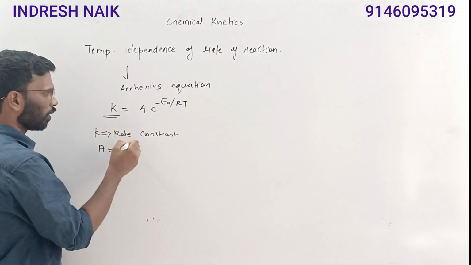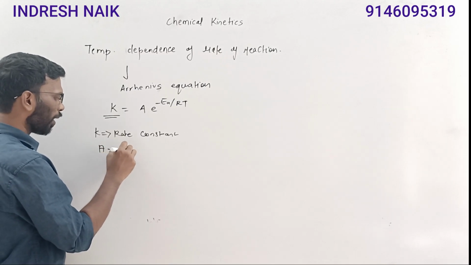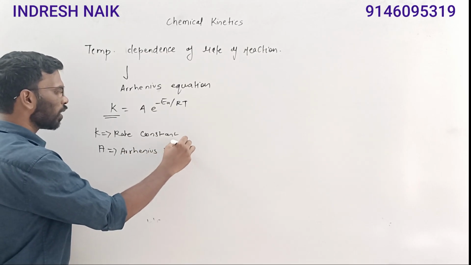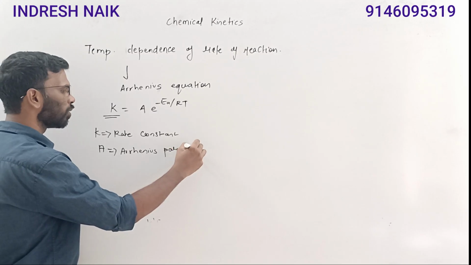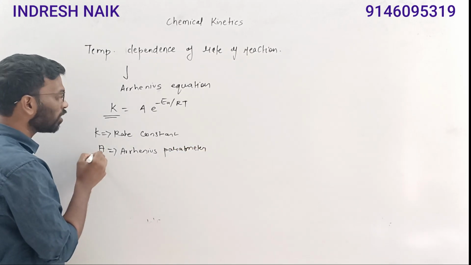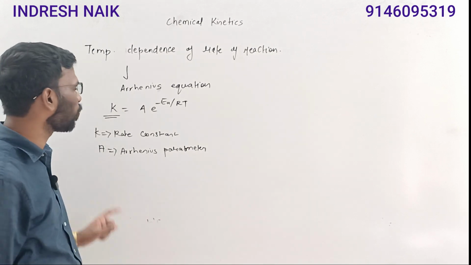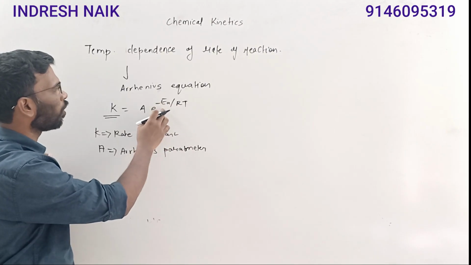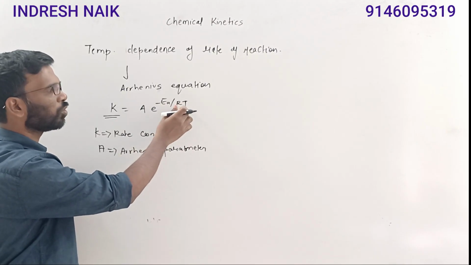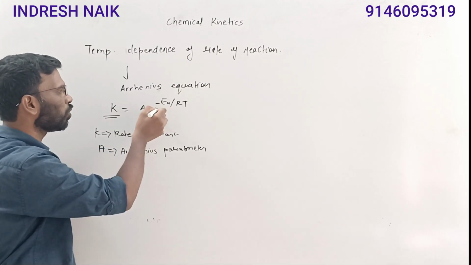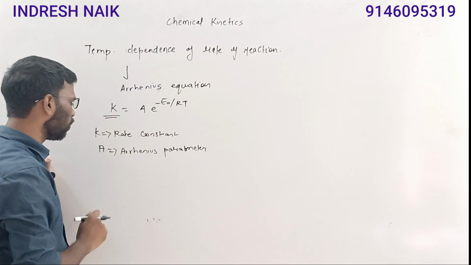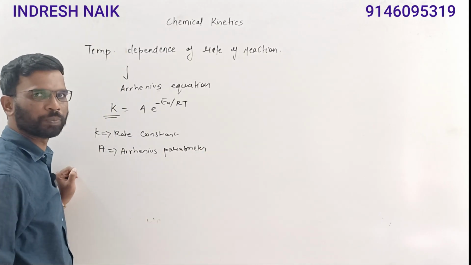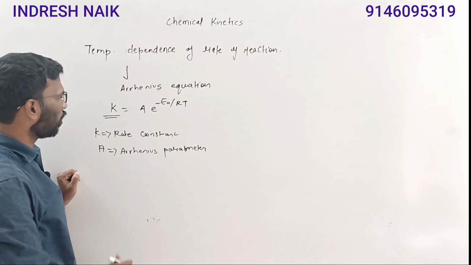A is the Arrhenius parameter. Now what is this Arrhenius parameter? What is the actual meaning of this? The actual meaning is that it is the maximum value of the rate constant that is possible. Obviously, if T is very high, then e raised to 0, and anything raised to 0 is 1. So K will be equal to A. So the Arrhenius parameter is the value of the rate constant at very high temperature.